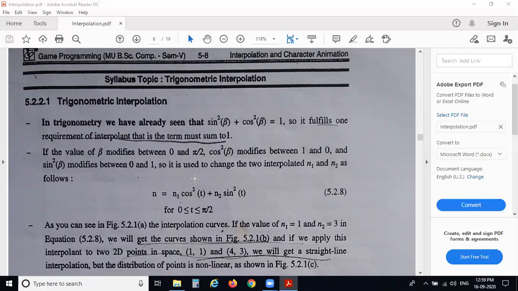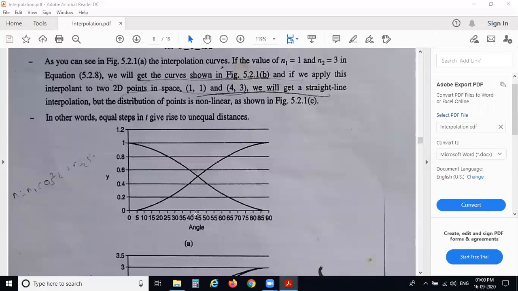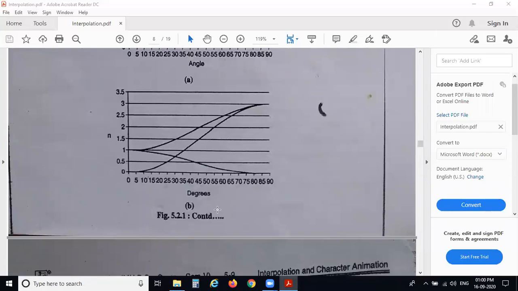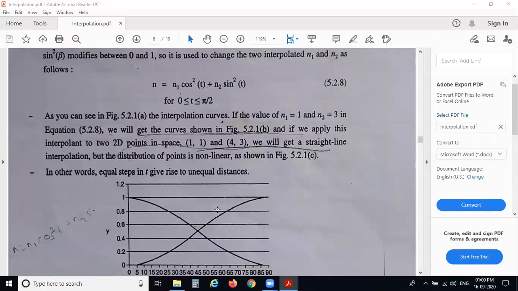So it is used to change the interpolated values, that is n1 and n2, which gives the equation n is equal to n1 cos square t plus n2 sin square t, where t lies between greater than or equal to 0 and less than or equal to pi by 2. There is an example given in diagram 5.2.1.